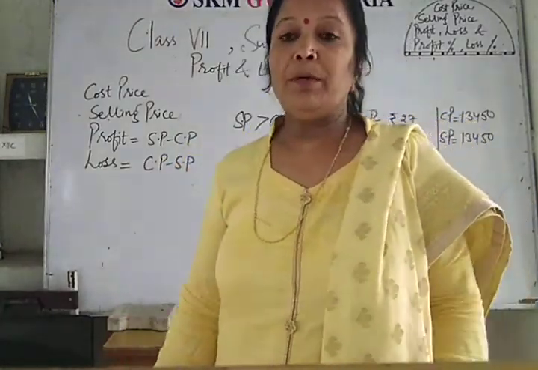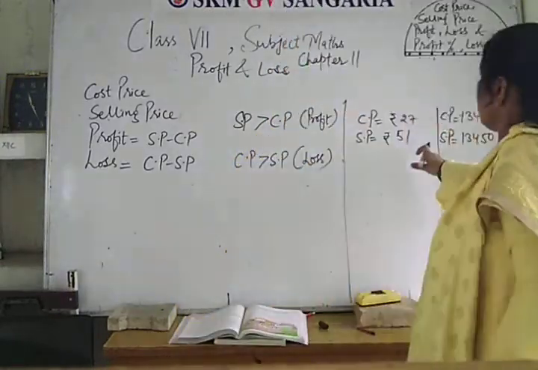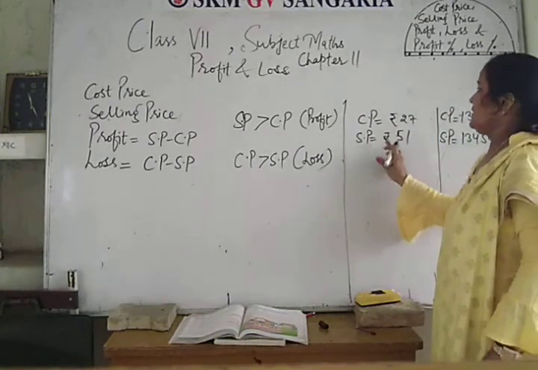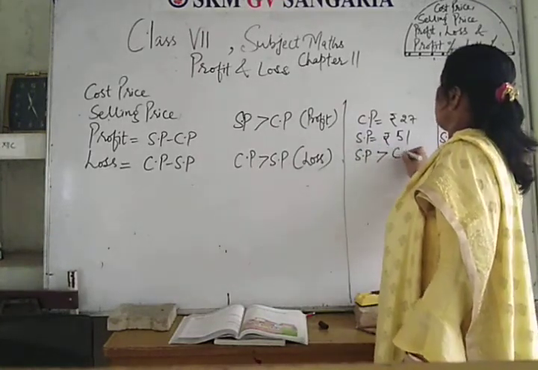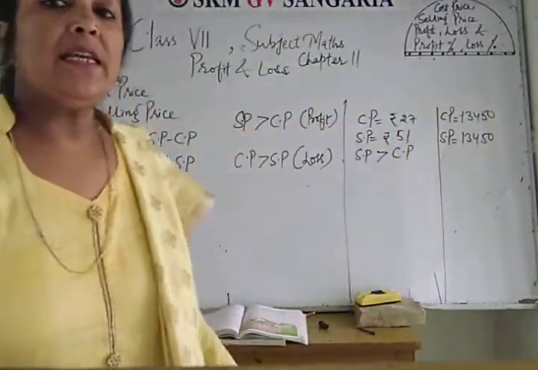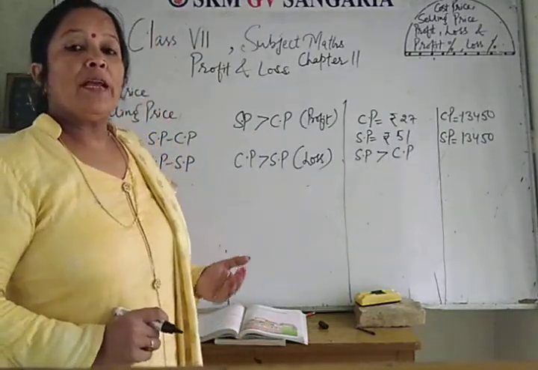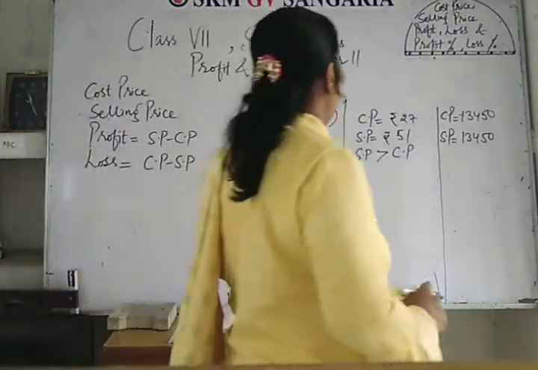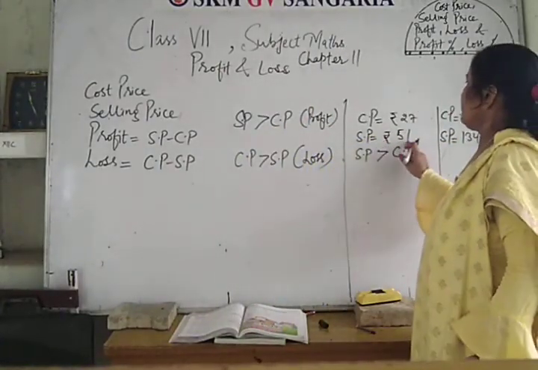First of all, you should be able to find out loss and profit. First of all, you will look at the cost price. Suppose cost price is rupees 27 and selling price is rupees 51. So selling price is more than cost price. If selling price is more than the cost price, then which type of situation will be there? There will be profit.